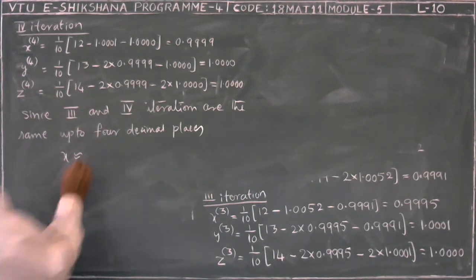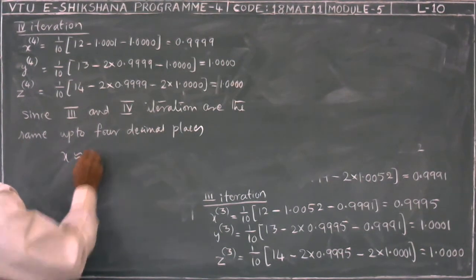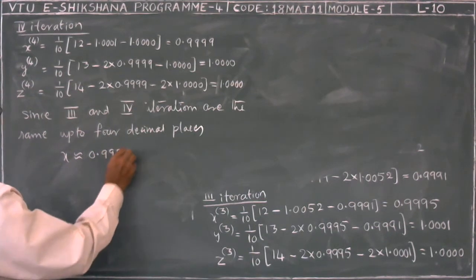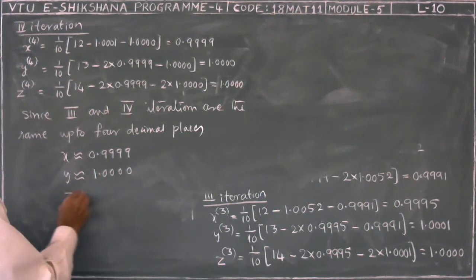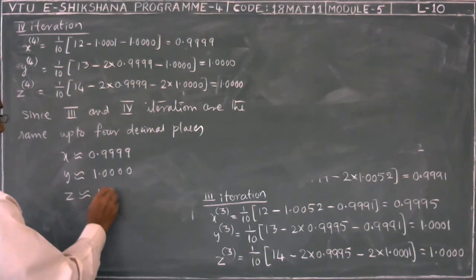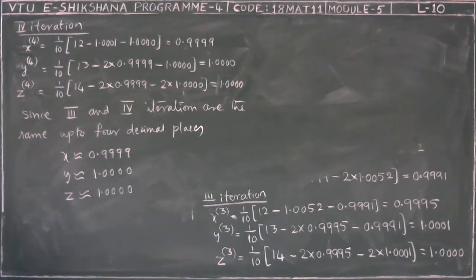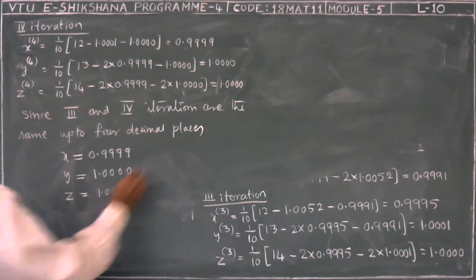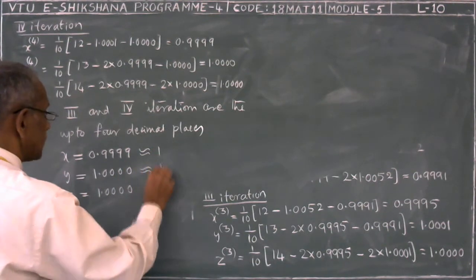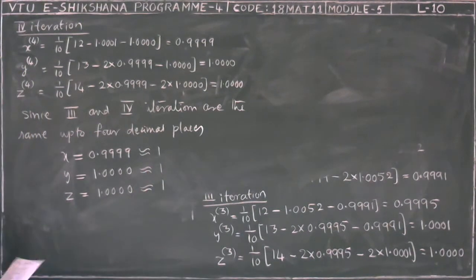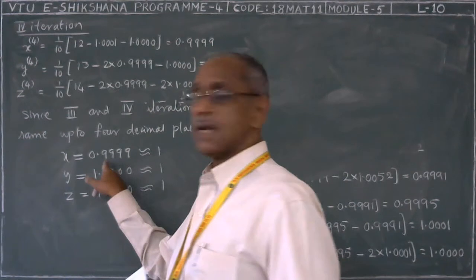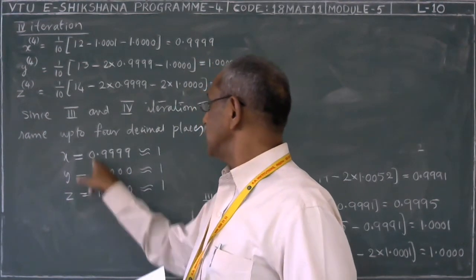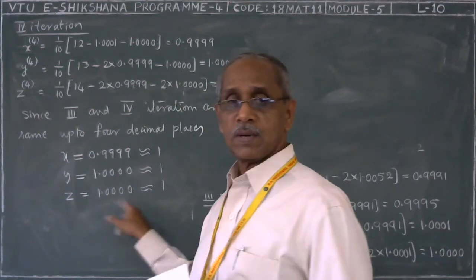x is approximately equal to 0.9999, y is approximately equal to 1.000, z is approximately equal to 1.000. We can approximate: this is approximately 1, this is approximately 1, this is approximately 1. You can check that x equal to 1, y equal to 1, z equal to 1 satisfies the equations. They are the actual solutions, and 0.999, 1.000, 1.000 are the approximate solutions for x, y, z.